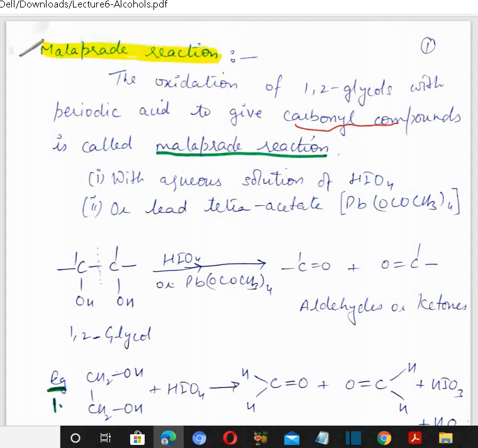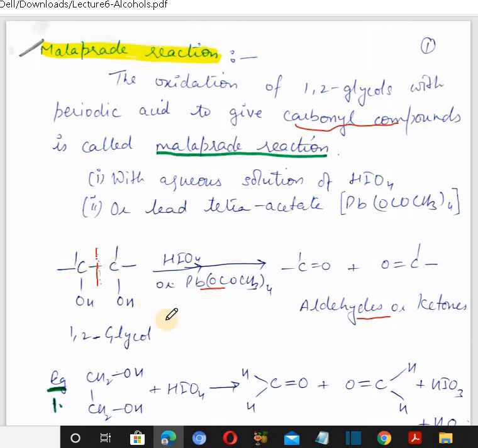That is, when any diol is treated with HIO4 or periodic acid or with lead tetraacetate, this carbon-carbon bond breaks and we get carbonyl compounds, that is, with one carbon C double bond O and other carbon double bond O, that is, a mixture of aldehydes or ketones are formed depending upon the other groups attached to this reactant.